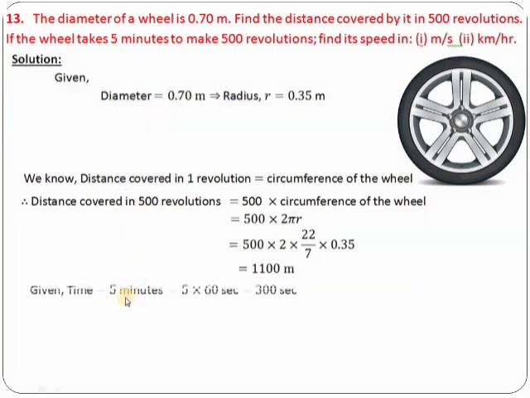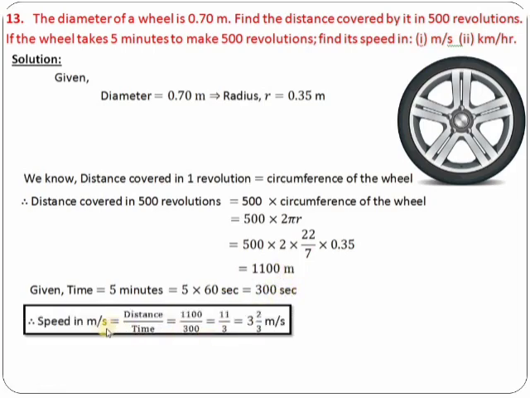Time is given as 5 minutes, but since they are asking in seconds, we'll convert this 5 minutes into seconds. For that I'll multiply with 60, you get 300 seconds. Now first answer has to be in meter per second. Our distance is in meter and here we have seconds. So speed in meter per second will be distance by time. Distance is 1100 divided by time 300. When you do the cancellation, your answer turns out to be 3 and 2 by 3 meter per second. So this is the speed in meter per second. That is the first answer.